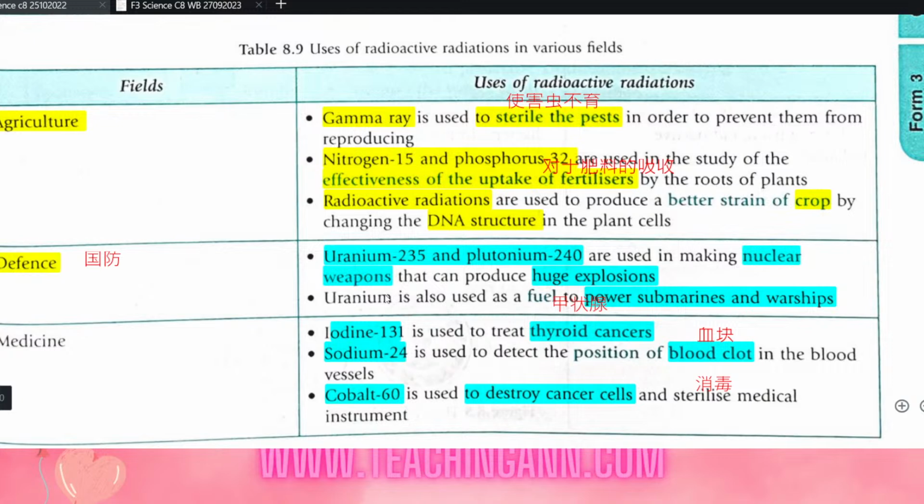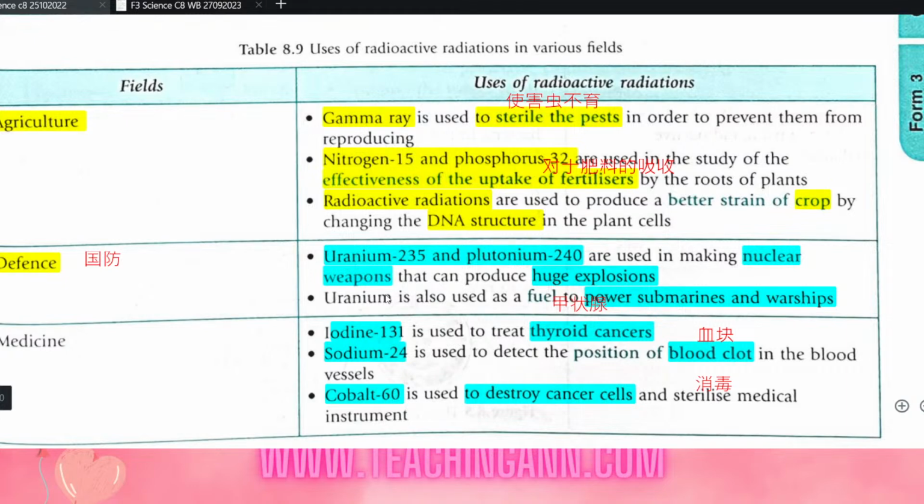Commonly used to carry out fast and done from reproducing. Nitrogen-15 and phosphorus-32 tracers are used in the study of the uptake of fertilizers by the roots of plants. Radioactive radiations are used to produce a better strain of crop by changing the DNA structure in the plant cells.